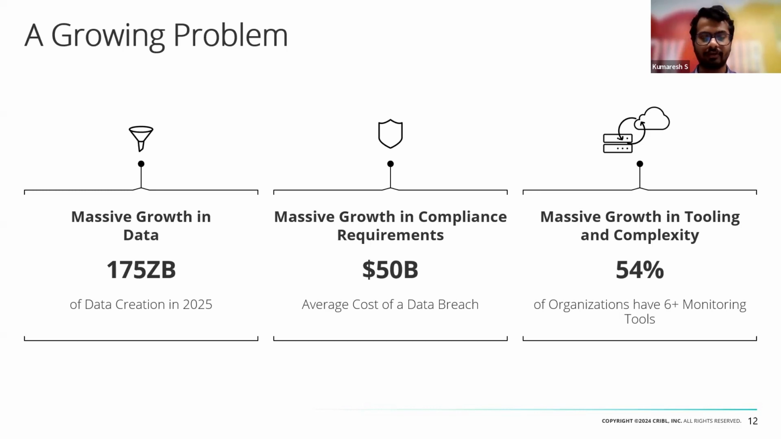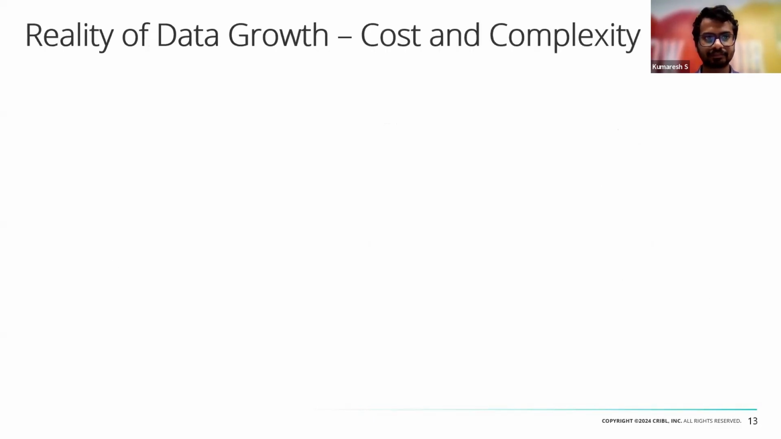Not following them, of course, comes with its own financial implications. And with the increase in data and with the various ways in which the data can be used, as we discussed earlier, there are a lot of different tools that are being employed in the industry right now. And that implies that there is more complexity involved as well. Like 54% of organizations tend to have 6 or more monitoring tools. So that is quite an interesting statistic.